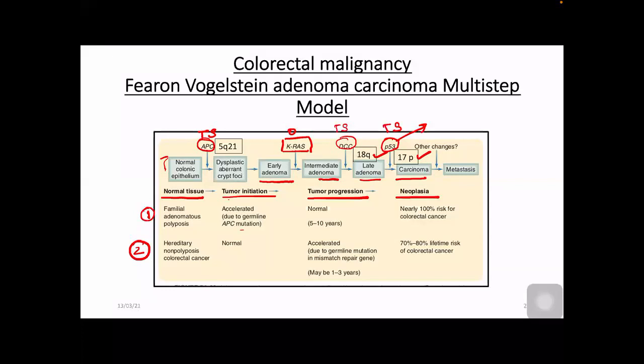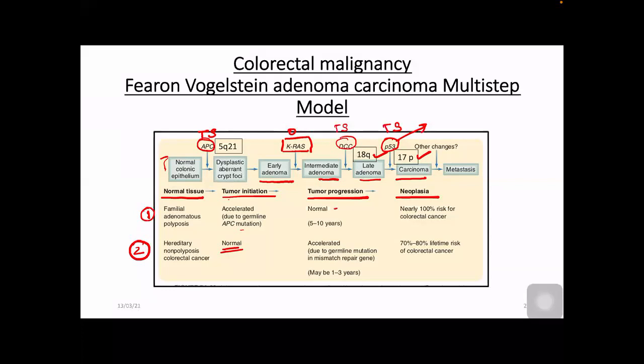That's why in FAP the tumor initiation is abnormal, and the patient starts having polyps in the second decade of life. This is not the case in hereditary non-polyposis colorectal cancer, in which the malignancy starts a bit later compared to FAP. At the same time, see the tumor progression: the tumor progression is normal.